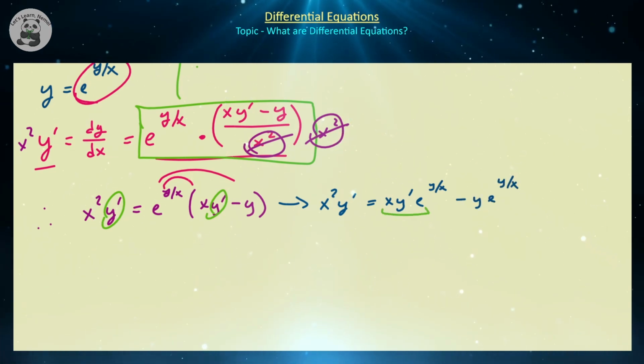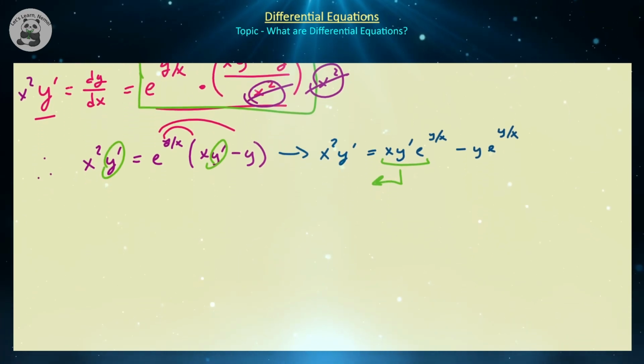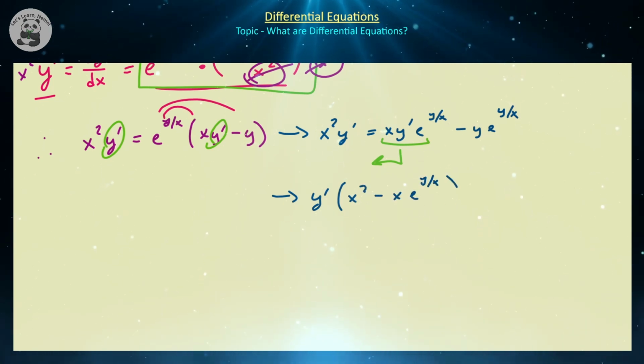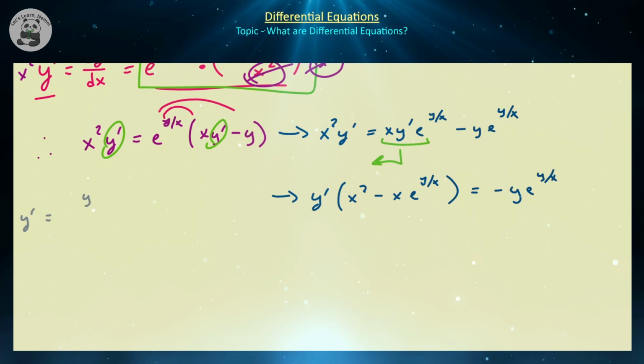Now I can shift this term to the left-hand side and leave the right-hand side alone. And what is that going to give us? Let's see here. When we do that, that's going to give us y prime times (x squared minus x e to the y over x) is equal to minus y e to the y over x, remaining on the right-hand side. Now, it's sometimes useful to keep in mind exactly what we're aiming for. We're trying to aim for y prime is equal to y squared over xy minus x squared.